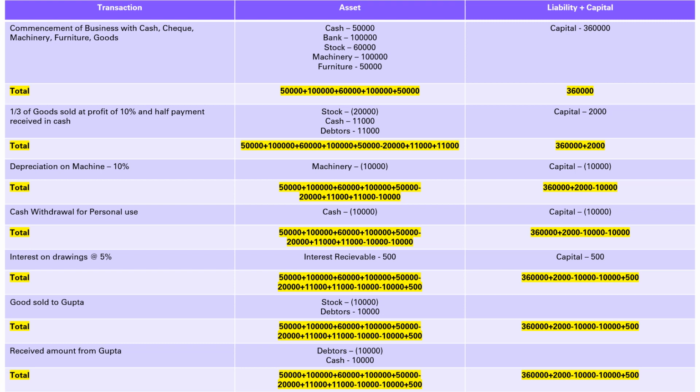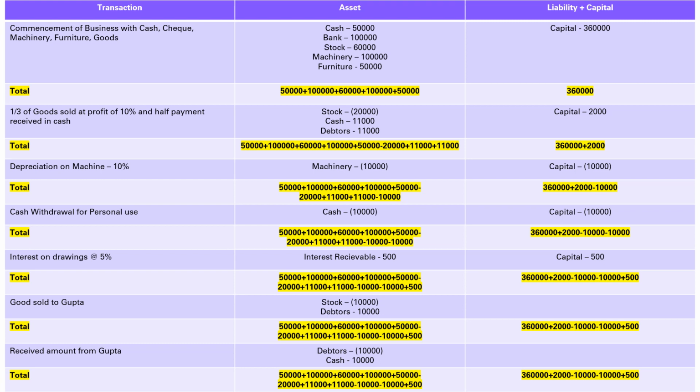Fifth entry. Now before recording this entry, we will learn the concept of interest on drawings. Some businesses, in order to check that capital accounts are not used for personal use, charge interest on all amounts withdrawn by the owner for personal use. In this question, amount withdrawn as drawing is 10,000. So the value of interest will be 500 rupees. That is 5% of 10,000. Since this interest is not yet received, on asset side, interest receivable component is created and simultaneously capital is increased by this amount in liability plus capital side.